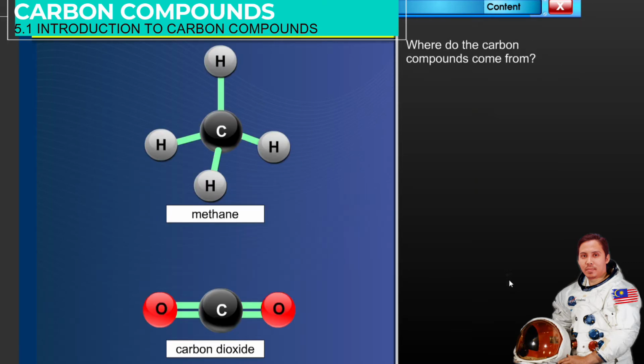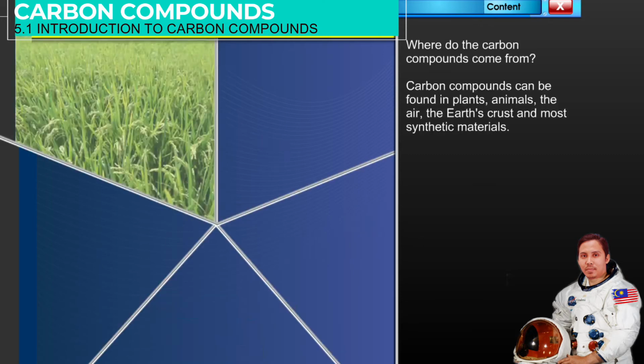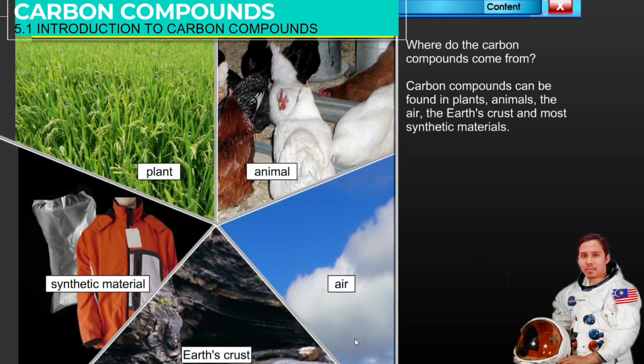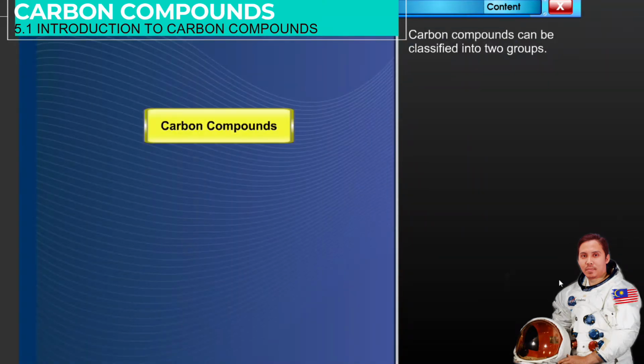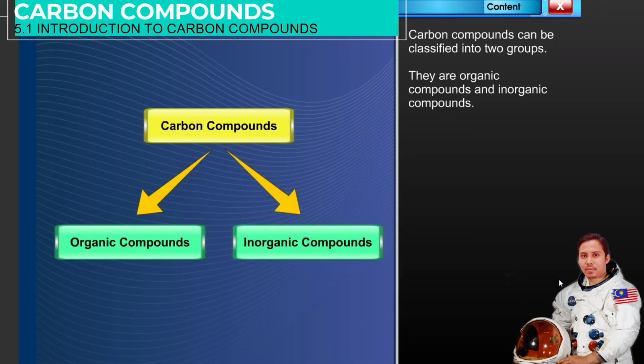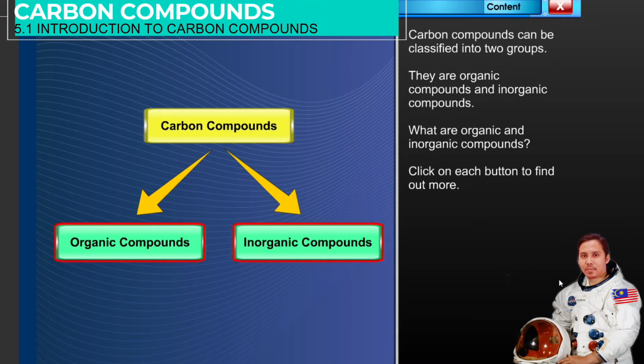Where do the carbon compounds come from? Carbon compounds can be found in plants, animals, the air, the Earth's crust, and most synthetic materials. Carbon compounds can be classified into two groups. They are organic compounds and inorganic compounds. What are organic and inorganic compounds? Click on each button to find out more.